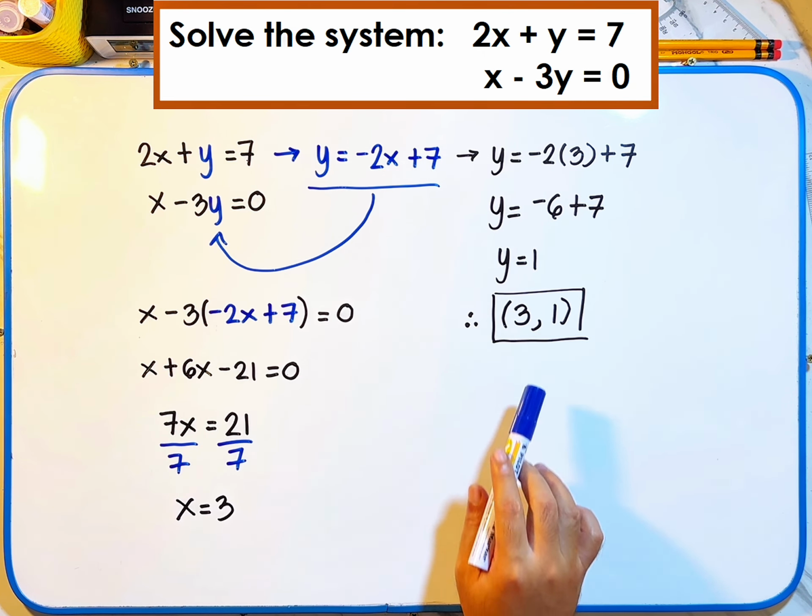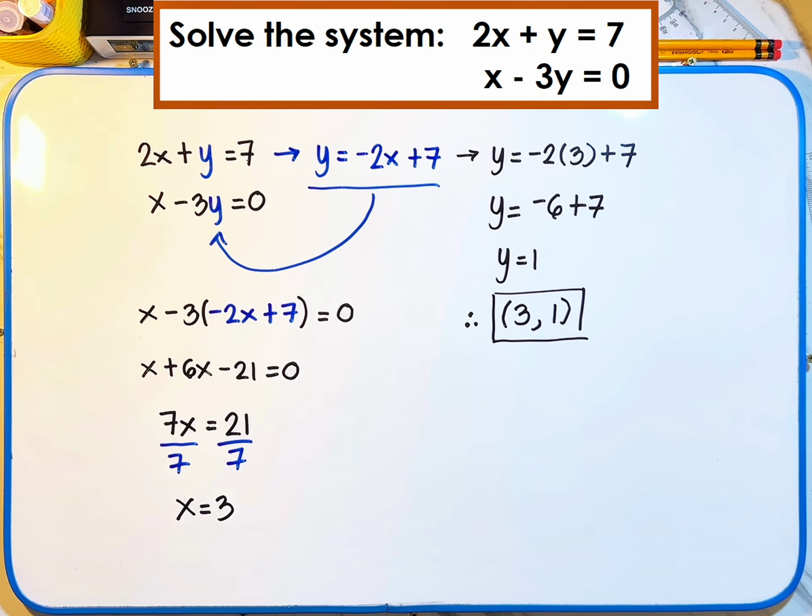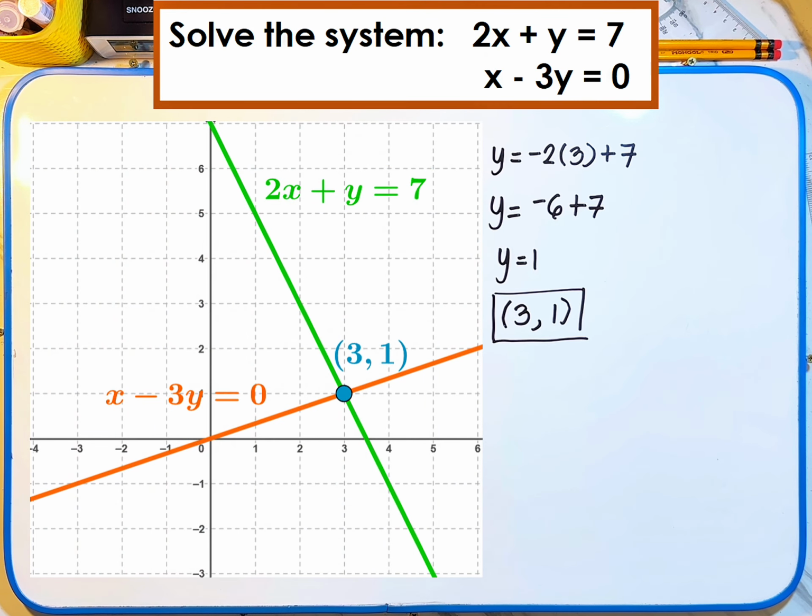So, what does this solution actually mean? If we try to graph each of the linear equations involved, we can see that the lines intersect at the point (3, 1). And the intersection point is the solution. And this type of system of equations, which has a certain point as a solution, is called a consistent independent system.